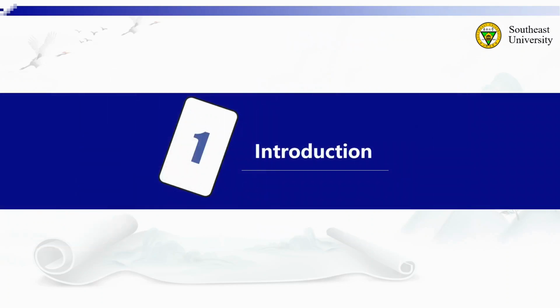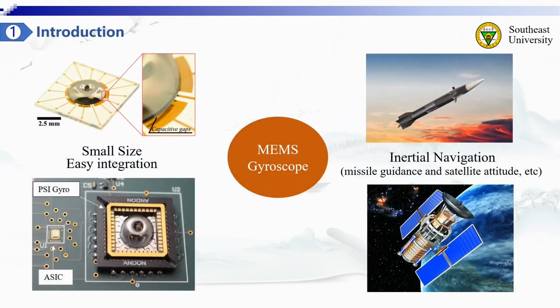First is the introduction section. Micro gyroscopes are inertial sensors used to measure the angle or angular rate. Compared with the traditional gyroscopes, micro gyroscopes have the advantages of small size, light weight, and easy integration. They have been widely used in both military and civilian fields, such as missile guidance, satellite attitude control, and commercial electronics.